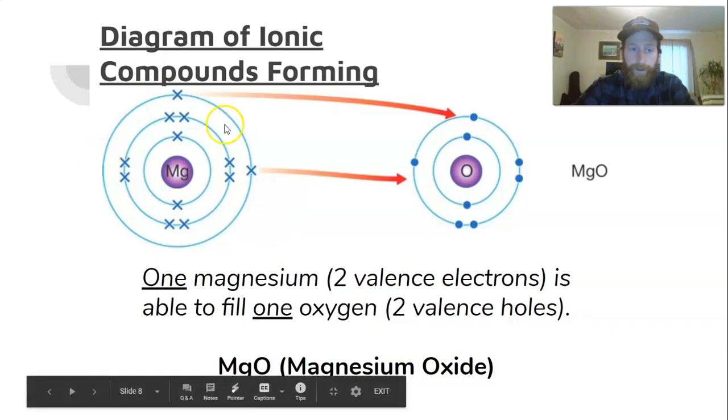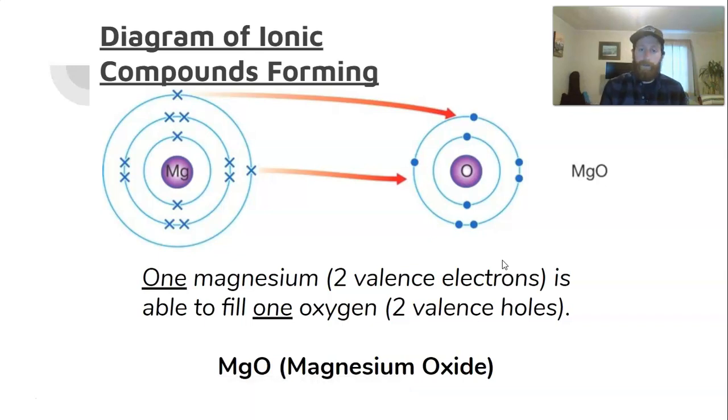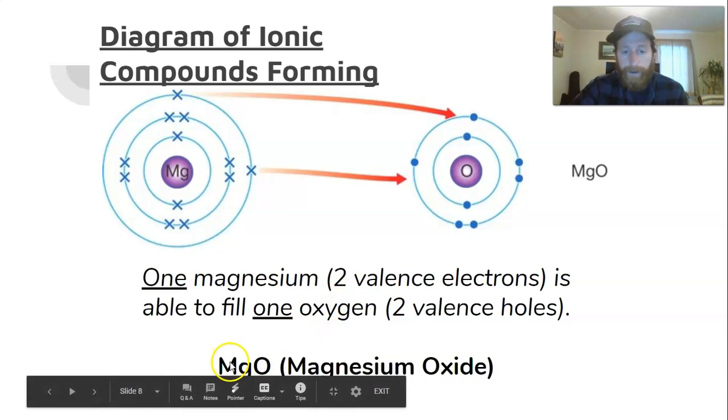So even though the charge of magnesium is +2 and the charge of oxygen is -2, it's still a 1 to 1 ratio because the one magnesium cancels out the one oxygen. So in the end, we get a formula of MgO, and we would read that as magnesium oxide. Again, not oxygen. We change the ending to -ide.